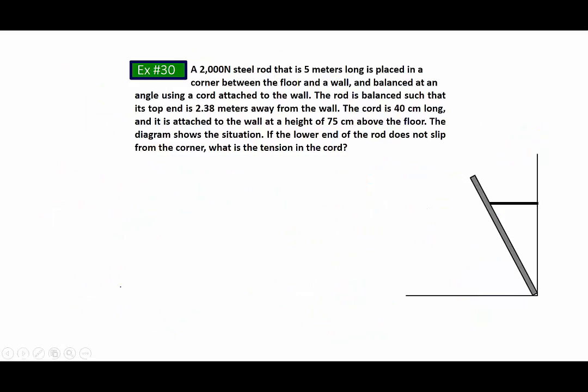The last example problem is one where I have an object kind of like hanging. So this is like a steel rod, and it's placed in the corner between the floor and a wall, and it's balanced at an angle using a cord that's attached to the wall. And the rod is balanced such that the top end is 2.38 meters from the wall. Okay, 2.38 meters from the wall. And then it says the cord is 40 centimeters long.